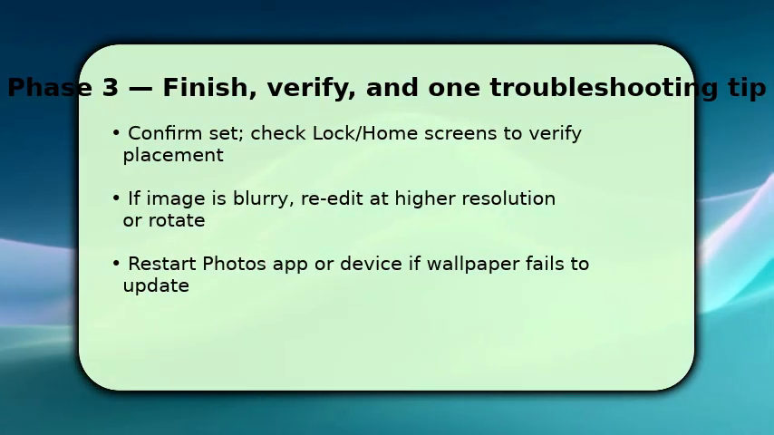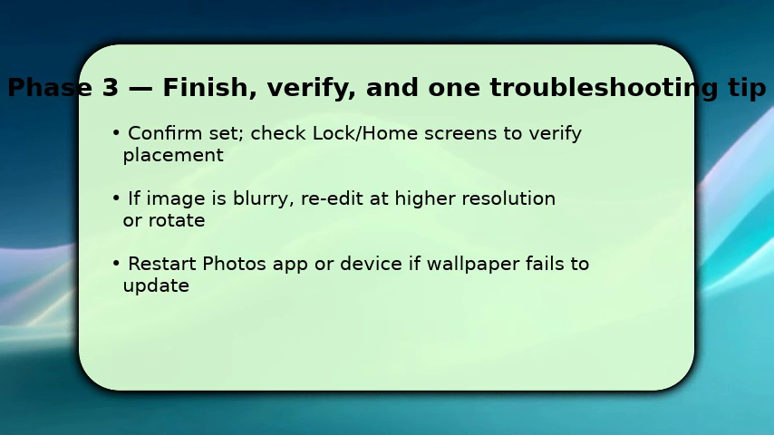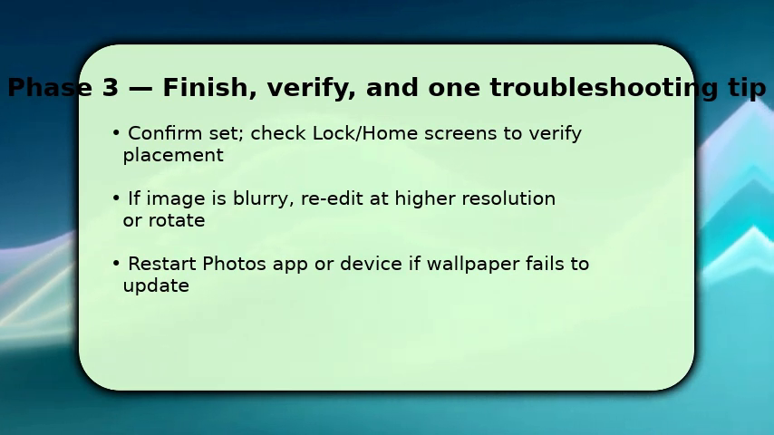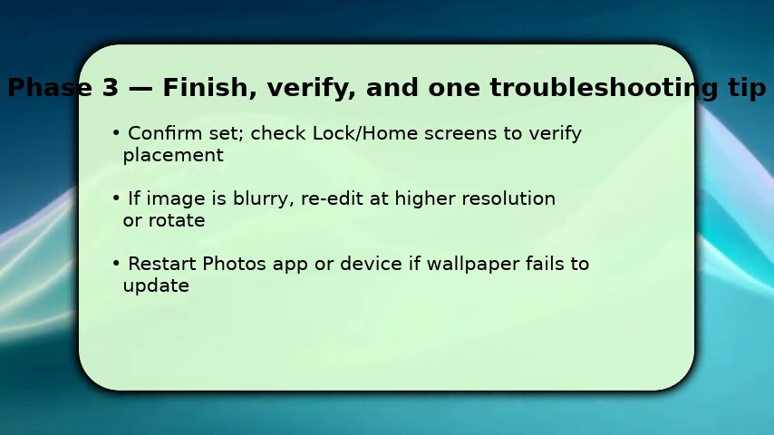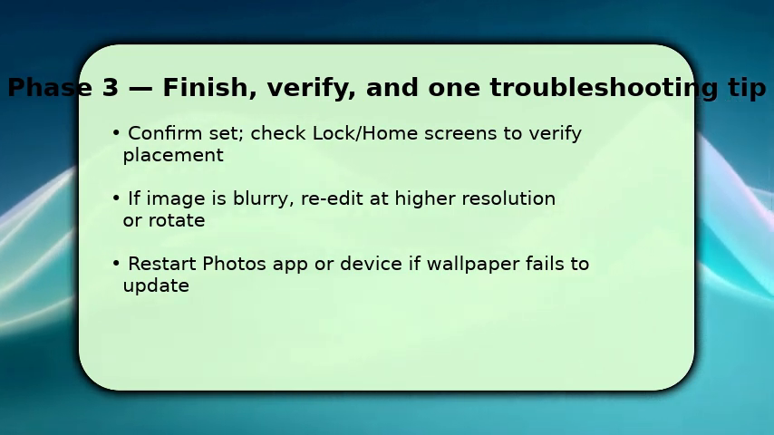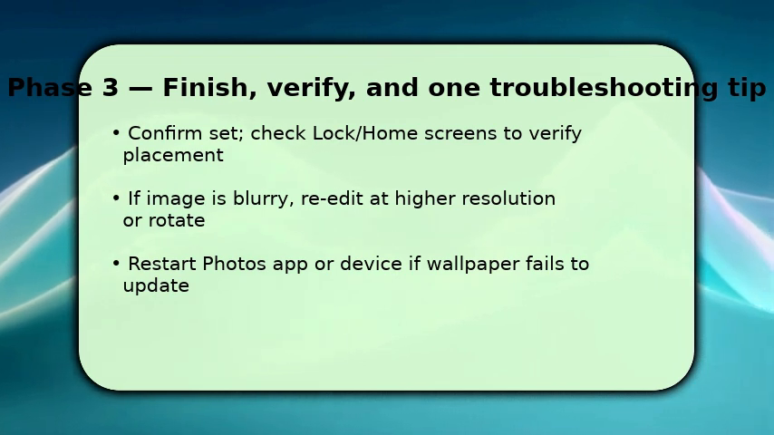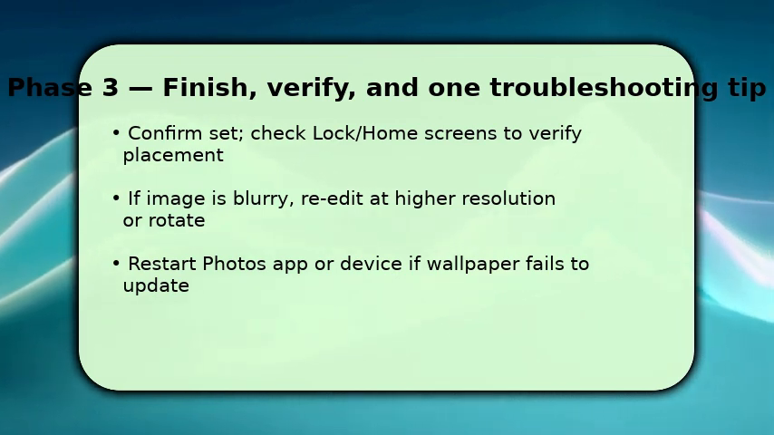After tapping Set, immediately check your lock screen and home screen to verify the placement and clarity. This confirms success. If the image looks blurry or cropped oddly, re-edit using a higher resolution crop or rotate the photo to change composition, because resolution and orientation affect clarity.